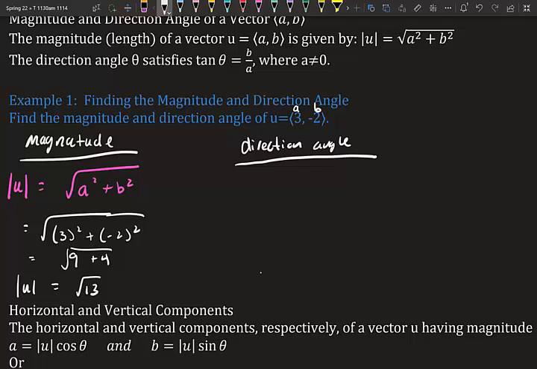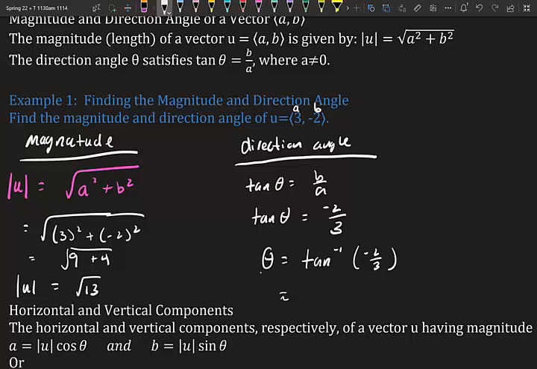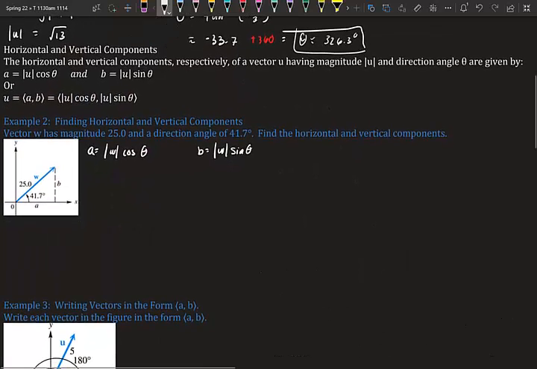For our direction angle, it always satisfies tangent theta equals b over a. So we have tangent theta equals negative 2 over 3. We have to get theta by itself, so we take the inverse tangent of negative 2 over 3. That is approximately, in degree mode, negative 33.7. Now we have to find the coterminal angle to that, so we're going to add 360. And we get theta is approximately 326.3 degrees.